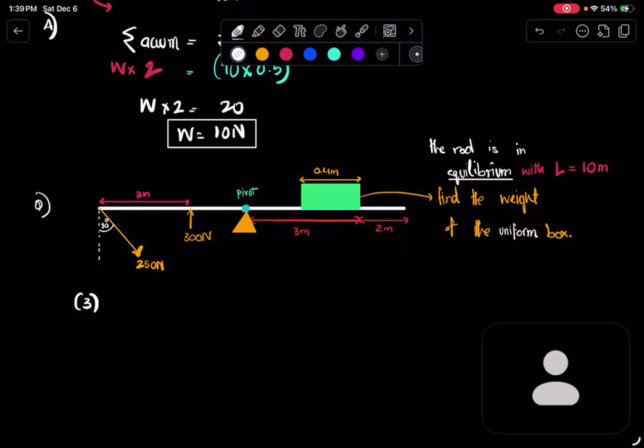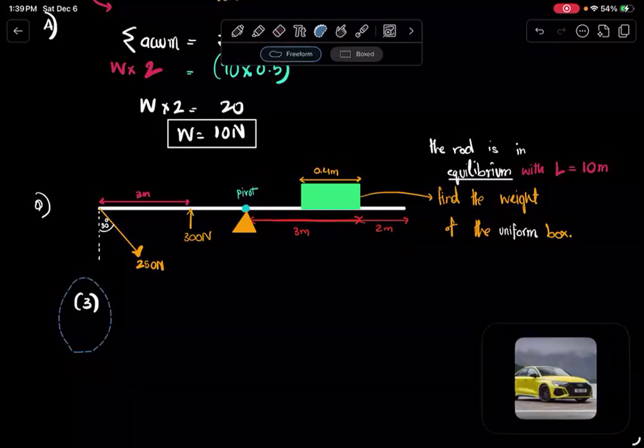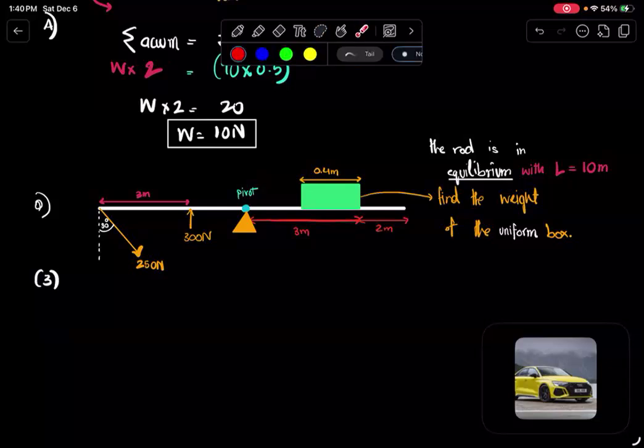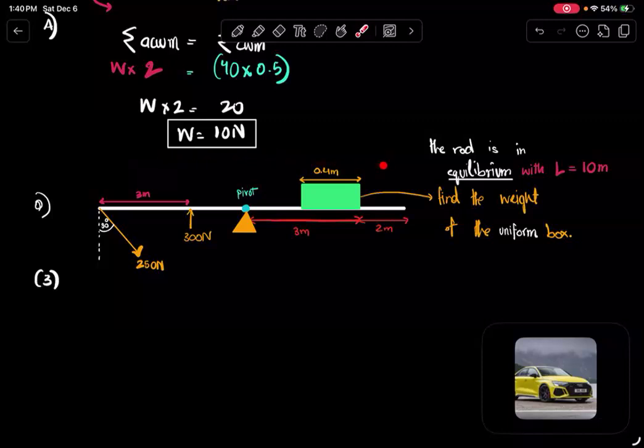So what's the distance between the 300 newtons force and the pivot? That's a part of the question. Think about it. If the entire rod is 10 meters, and you're already given the other lengths, isn't this 5 meters? Doesn't that leave this also 5 meters? So it would be 2. Yep, because they won't always tell you the distance straight up. You'd have to figure it out yourself. Okay, I'm going to start solving it.